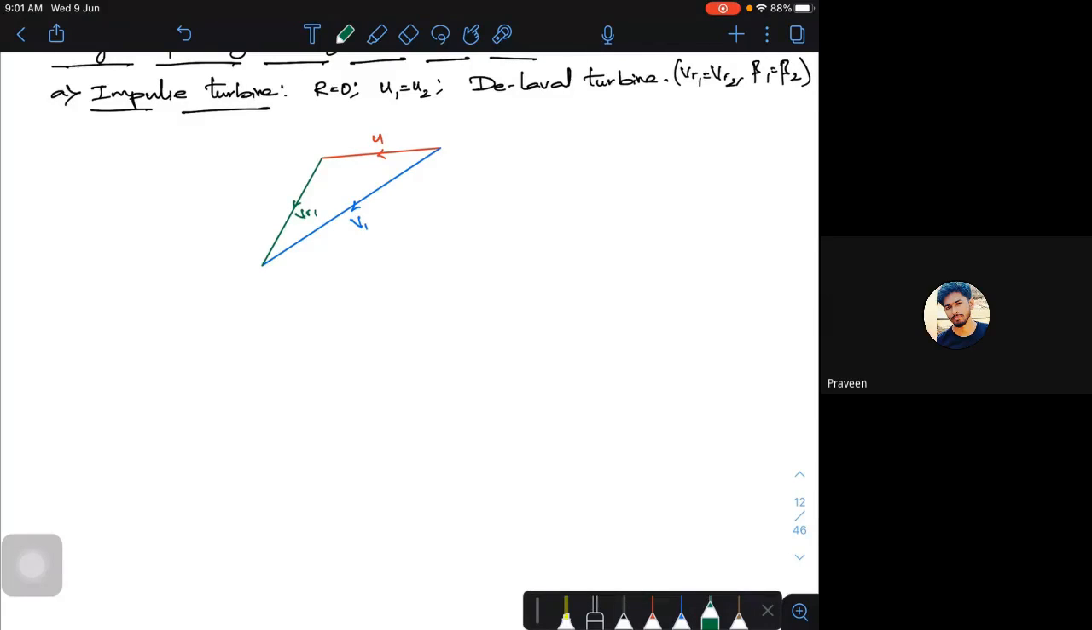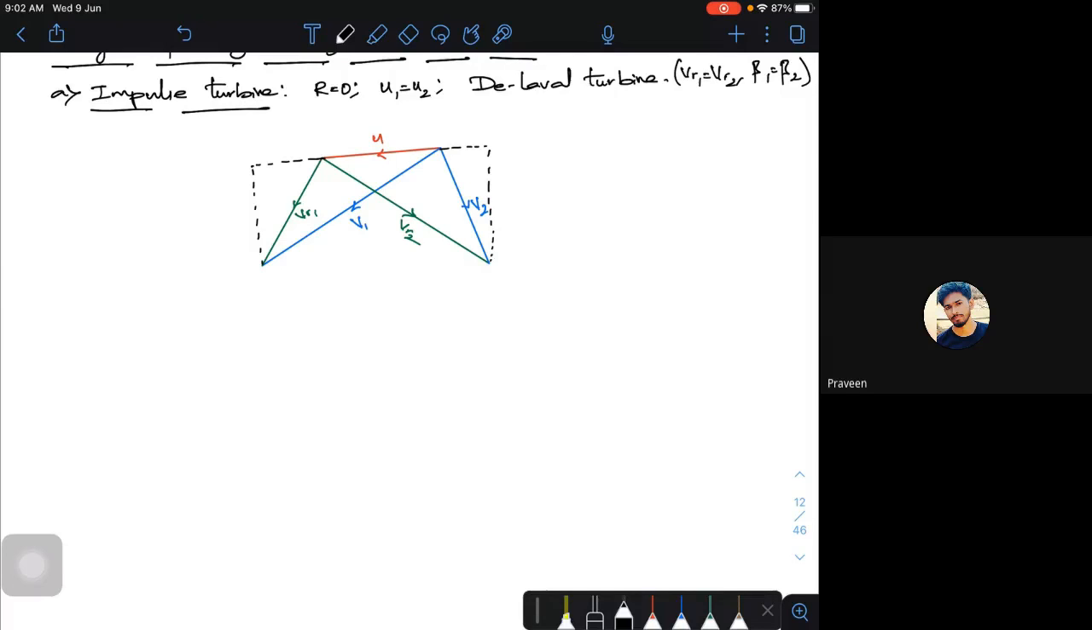Similarly, at the exit, I'll be having my VR2. So this will be my VR2, and then I'll be having my V2 as the exit velocity. So I can complete it by drawing the corresponding angles and the components of your V1.